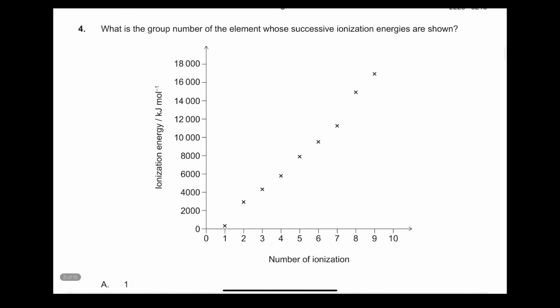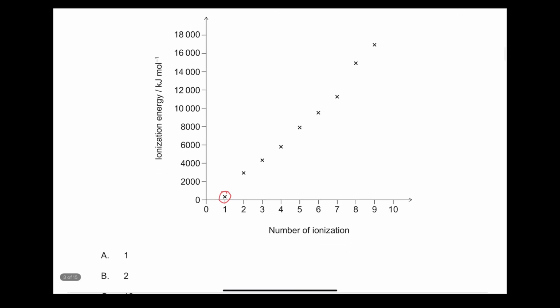Next, what is the group number of the element whose successive ionization energies are shown? So here they have shown us 10 ionizations, right? You can observe that after the first electron has been removed, there is a jump in the ionization energy. And this jump is quite big, because here it is probably like 100 or 200, and this is around 3000. Yes, so it's a 15 times jump.